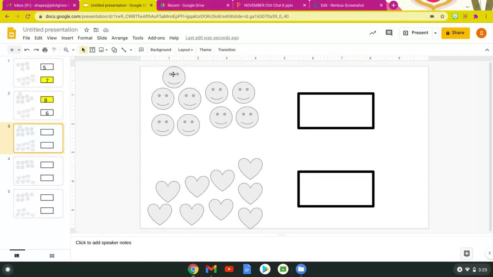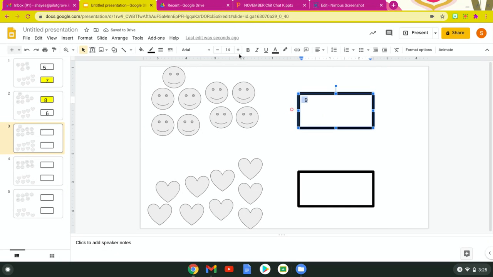We're going to count the smiley faces. Let's start again and you help me count, okay? 1, 2, 3, 4, 5, 6, 7, 8, 9. Oh my goodness, there's 9 smiley faces. Let's count the hearts. 1, 2, 3, 4, 5, 6, 7, 8, 9. There's 9 hearts. So there's 9 smiley faces and there's 9 hearts.